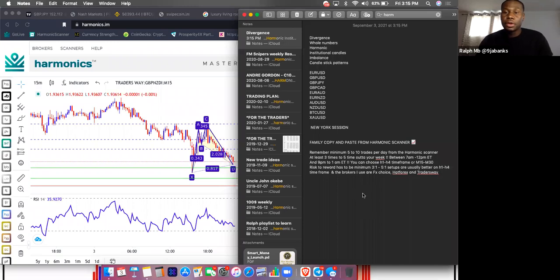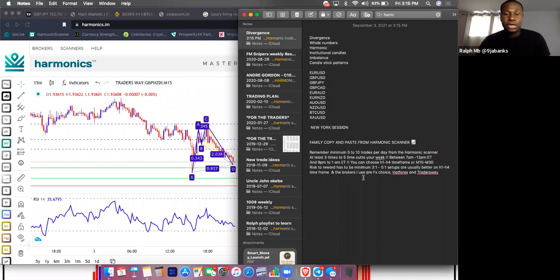So it's very easy to copy and paste from the harmonic scanner, but I need you guys to remember one thing, right? You want to go ahead and take a minimum of 5 to 10 trades per day from the scanner, because there are a lot of trades that get given out on the scanner. Most of the time we just don't realize it. So I want you to practice taking 5 to 10 trades per day.